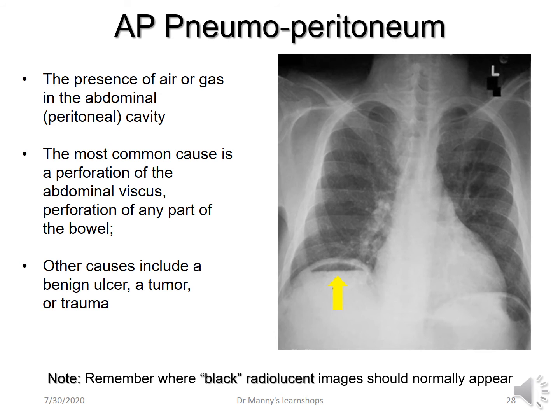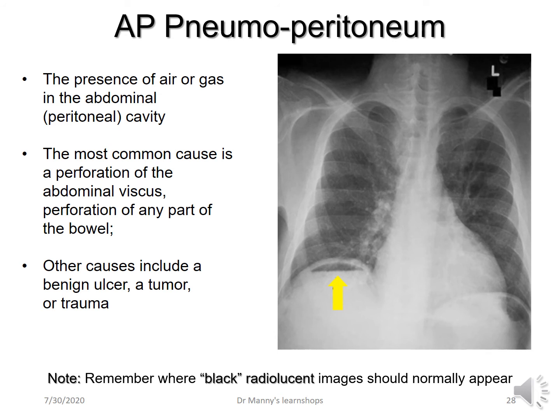Now let's review pneumo-peritoneum. As it says, there's air in the peritoneum, and normally there's no air in the peritoneum. There's only organs. There's only fat. There's only peritoneum. So a pneumo-peritoneum is the presence of air or gas in the abdominal or peritoneal cavity. And the most common cause is a perforation of an abdominal organ or part of the bowel. Other causes could include perforation caused by a benign ulcer, a tumour, or again, other forms of trauma.